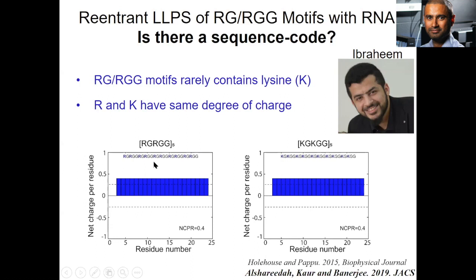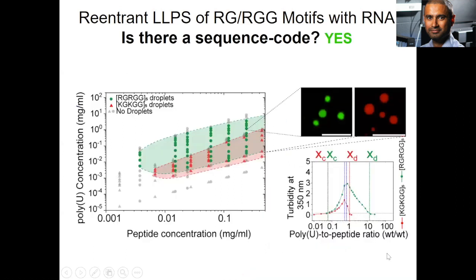So he looked at these two specifically designed constructs, RG-RGG5 and KG-KGG5. So these are pentameric constructs of this pentapeptide, so 25 residues each, and you have arginines selectively mutated to lysines. And what we are going to do is look at their phase behavior with RNA to ask this question: if there is a sequence code, and if that sequence code is beyond just a simple electrostatic model. And again, this study was published last year.